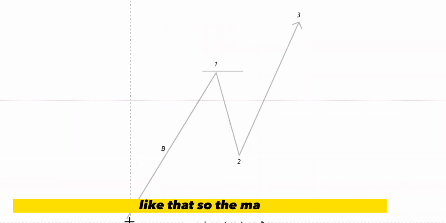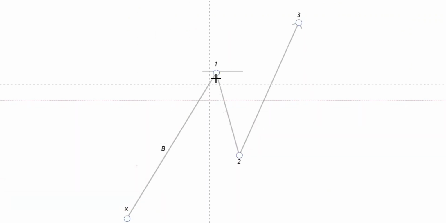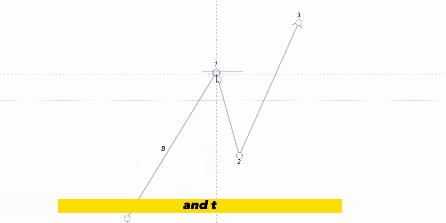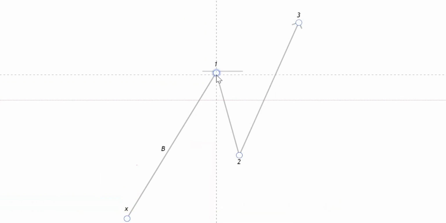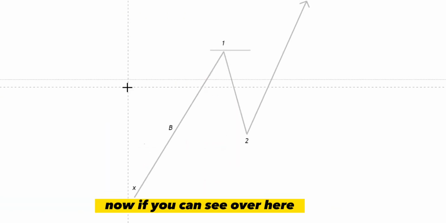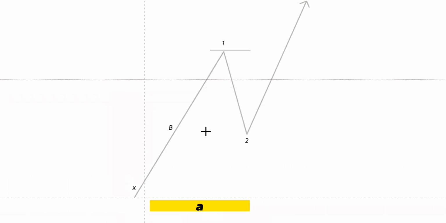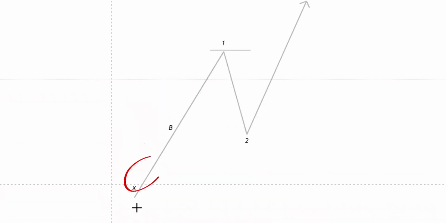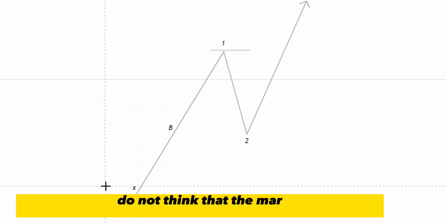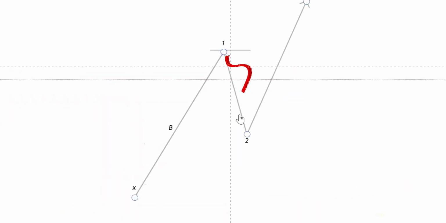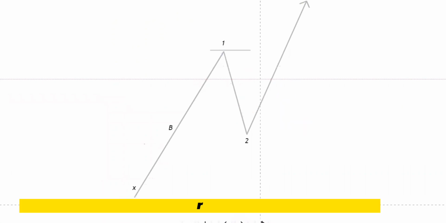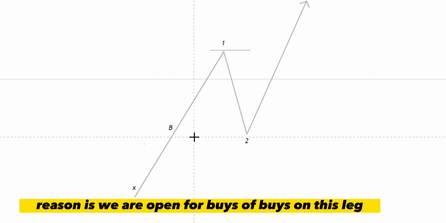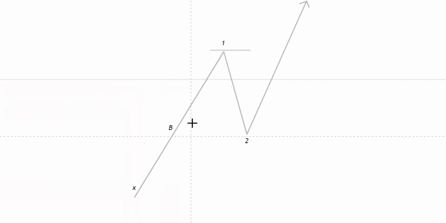So the market usually comes with a nice push of that trend, and then it has to come to retest. Now if you can see over here, I have an X and this is a B. This X means do not think that the market will come all the way down. Reason is we are open for buys of buys on this leg.